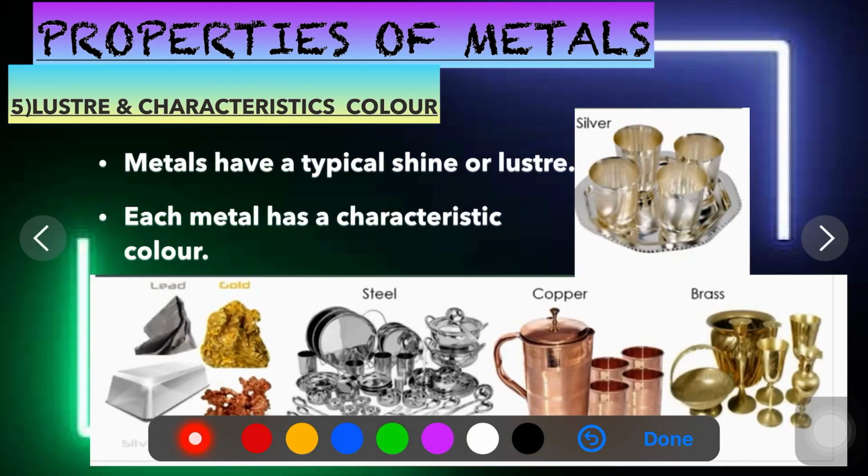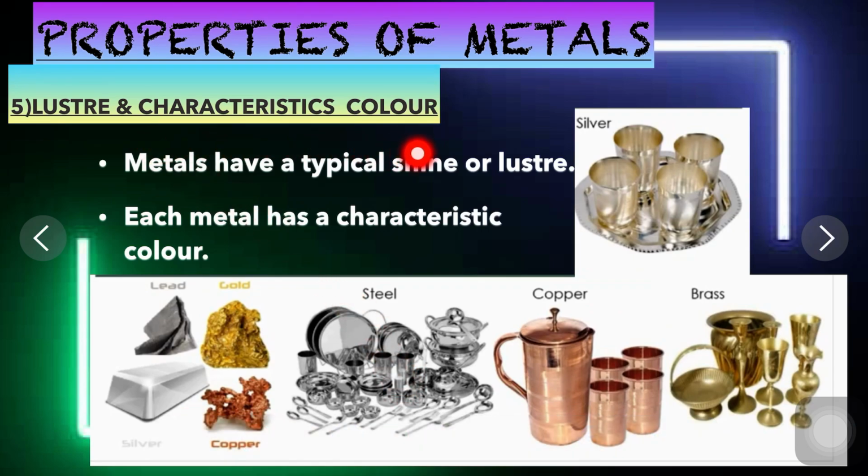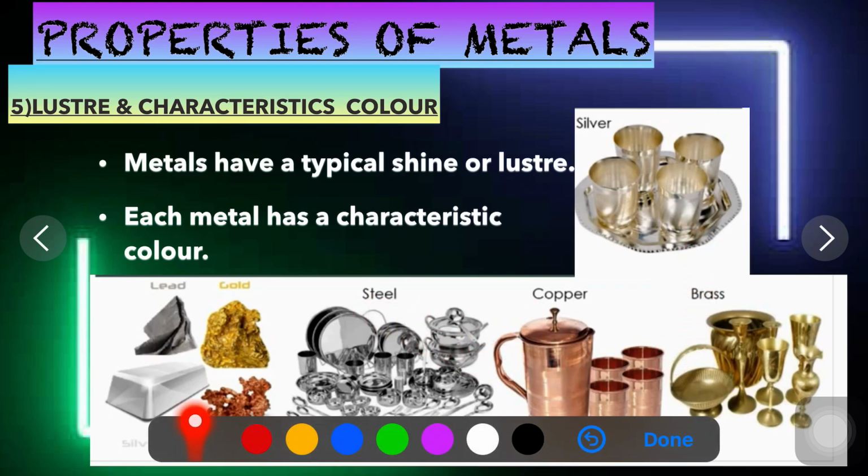Next property is luster and characteristic color. Students, metals have a typical shine or luster. Luster means shiny appearance. As you can see, silver, brass, copper, steel have a shiny appearance. Okay. So this is nothing but lustrous. Even each metal has a characteristic color from which they can be identified.